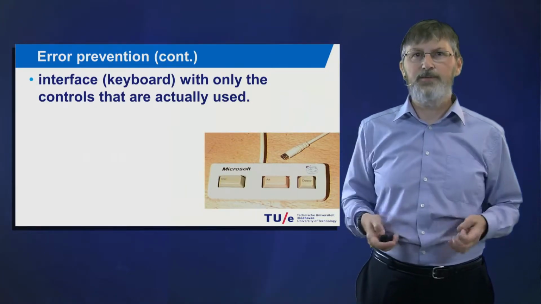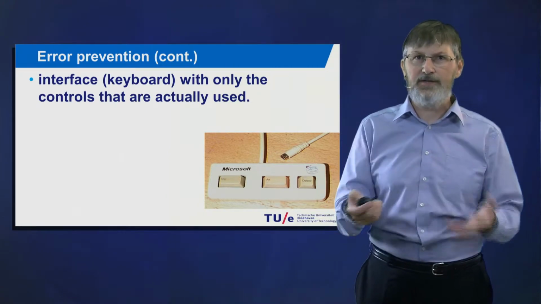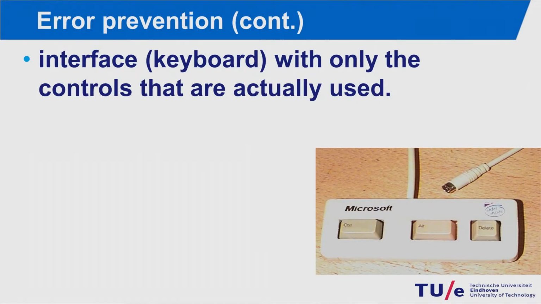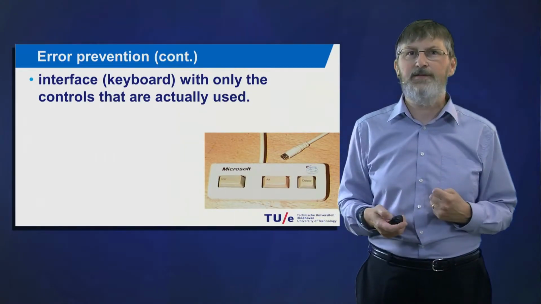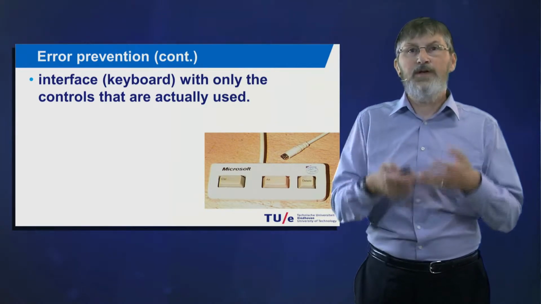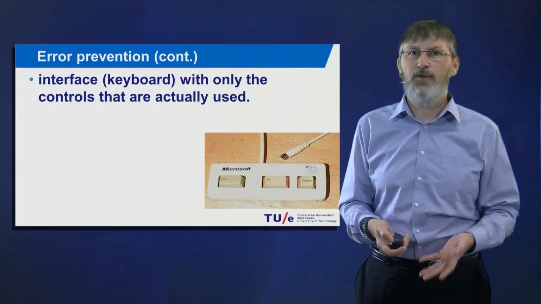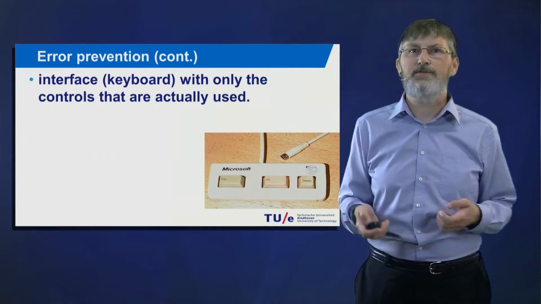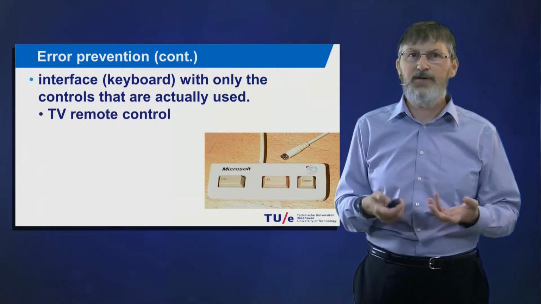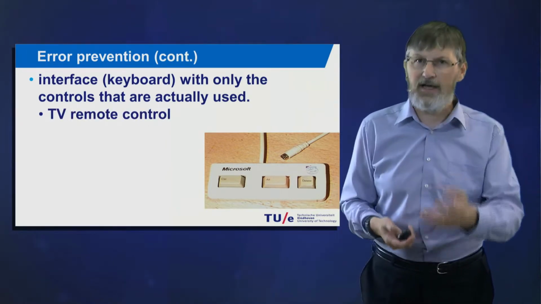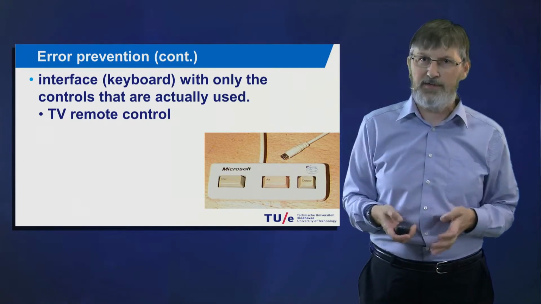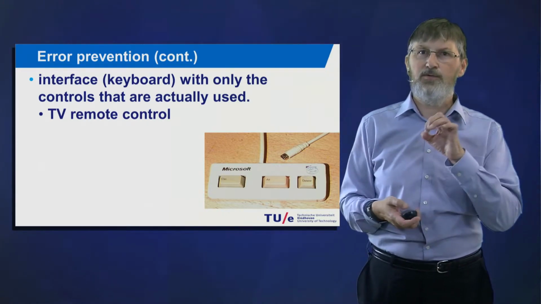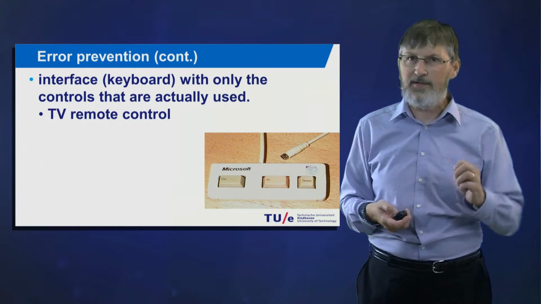The best way to prevent errors in interfaces with hardware is to make sure that only controls that are actually used are present in the interface. We see lots of interfaces with unused buttons, for instance, TV remote controls. It is very likely that the remote for your TV has buttons that have no function with your TV.